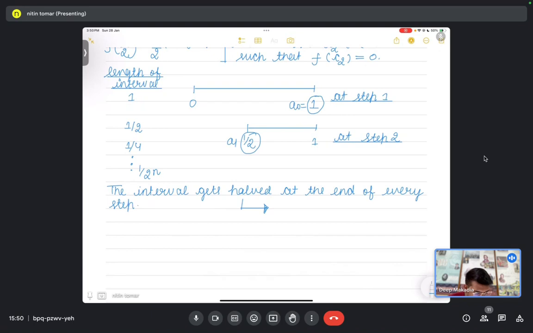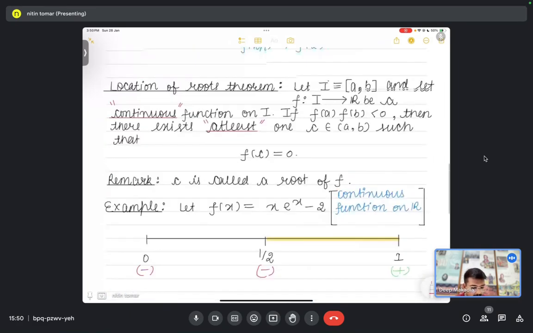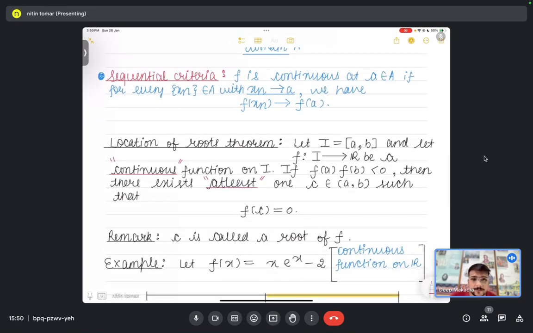Are you seeing the lectures? Because why is this called a bisection method? Because at every stage we are bisecting the length of the interval. Okay. So this is one application of the location of roots theorem.